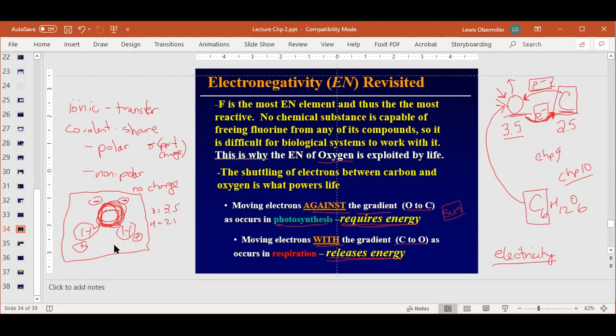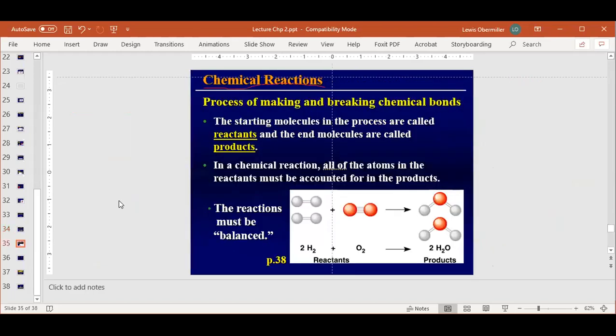It's this unequal sharing, these polar covalent bonds between oxygen and hydrogen. So just a little foreshadowing, you need to know that, especially for the next chapter. So make sure you guys sit down and write down the definition of ionic and covalent and polar versus nonpolar. And remember the electronegativity differences: 0.5 or less, then they share equally. If it's bigger than that, then they share unequally.